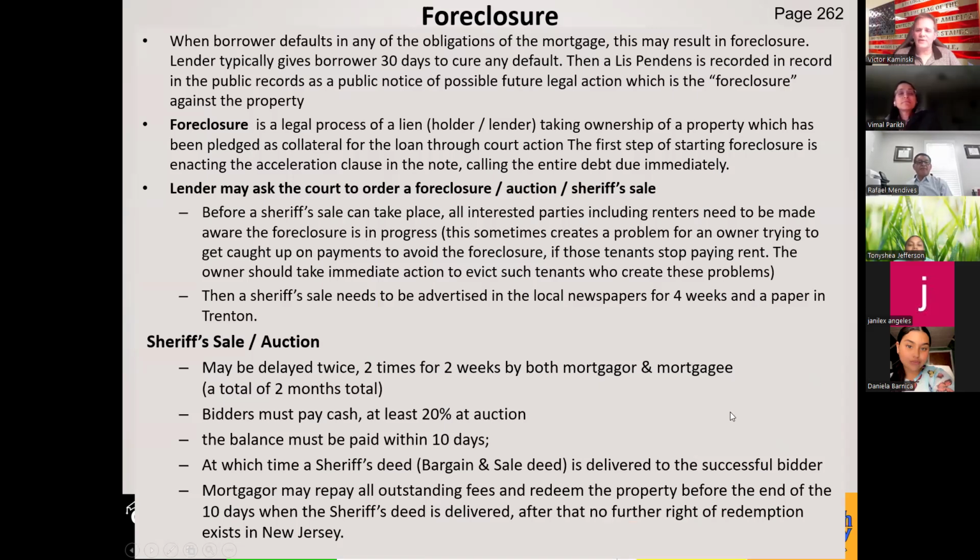Okay, now foreclosure. I put together a slide here that explains foreclosure. So, when the borrower defaults in any of the obligations of the mortgage, this may result in foreclosure. The lender typically gives a borrower 30 days to cure any default and get caught up, right? Then a lis pendens is recorded in the public records as a public notice of possible future legal action, which is the foreclosure against the property. In New Jersey, foreclosure is a judicial process and must go before the courts. So foreclosure is a legal process of a lien holder, the lender, taking ownership of a property which has been pledged as collateral for the loan through the court action.